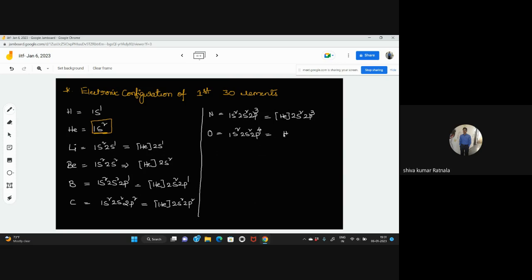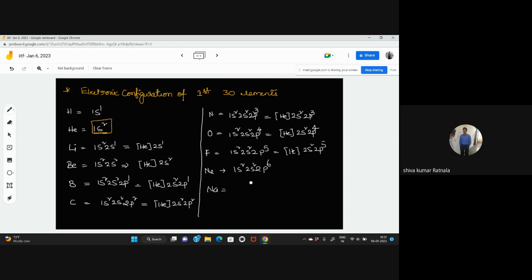That is helium core 2s2 2p4. Next, fluorine. Fluorine configuration is 1s2 2s2 2p5. So again we can write it as helium core 2s2 2p5. Next, neon. Neon atomic number is 10, so we can write 1s2 2s2 2p6. And after neon, sodium.